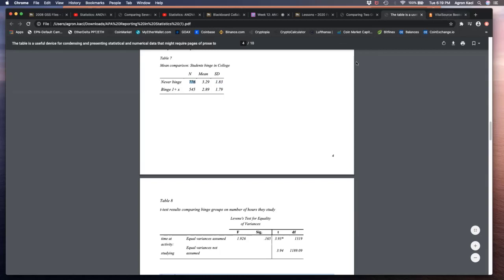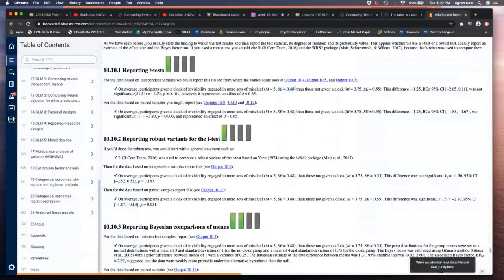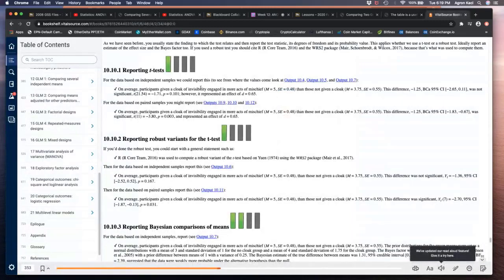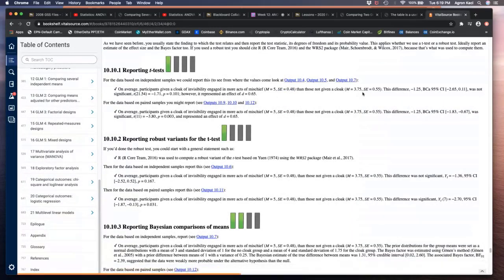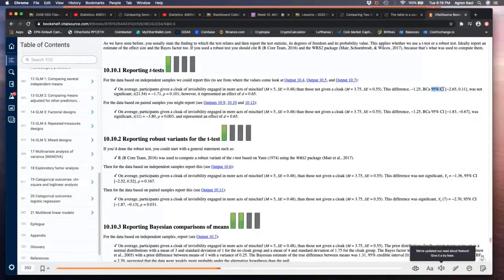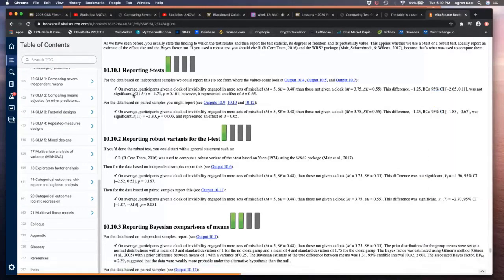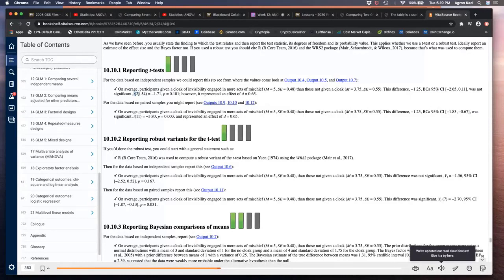Okay, so then those not given a cloak, and those who are given one and those who are not, and then this difference, you can leave the 90% out if you want, was not significant, but this is important. See, the t in parentheses, degrees of freedom, and then the p-value.